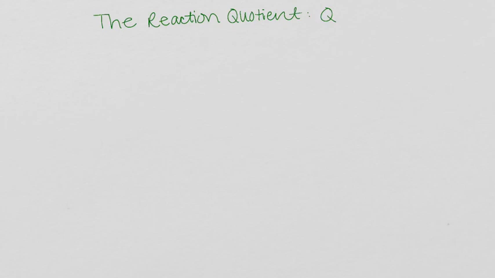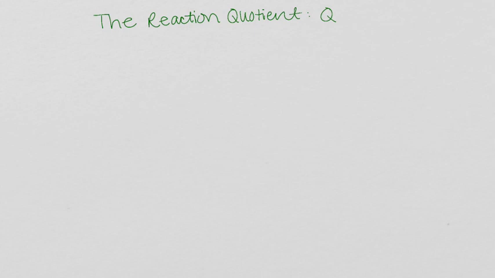So we've been talking a lot about reactions that have reached equilibrium. But what about a reaction that will eventually reach equilibrium, but it hasn't yet? How do we evaluate what's going on inside that reaction vessel? Well, now we can talk about this new concept called the reaction quotient, or Q.